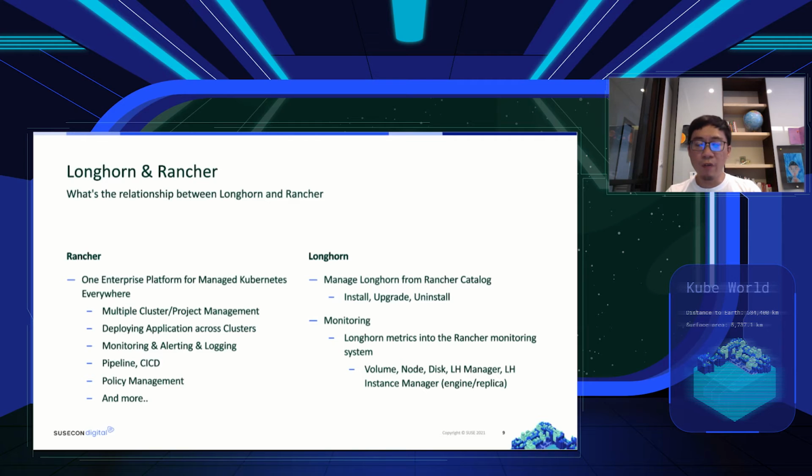And also Longhorn provides a built-in metrics template, a Prometheus template, you can leverage. So basically, if you use Rancher to manage Longhorn, you can be based on the Rancher monitoring system. So you can monitor the volume usage, node usage, disk usage of nodes, Longhorn manager status, Longhorn instance manager, like engine and replica status. So this is how Longhorn can work with Rancher, and Rancher can manage Longhorn.